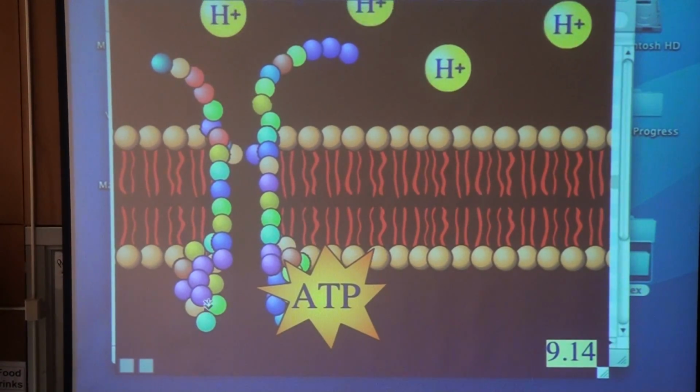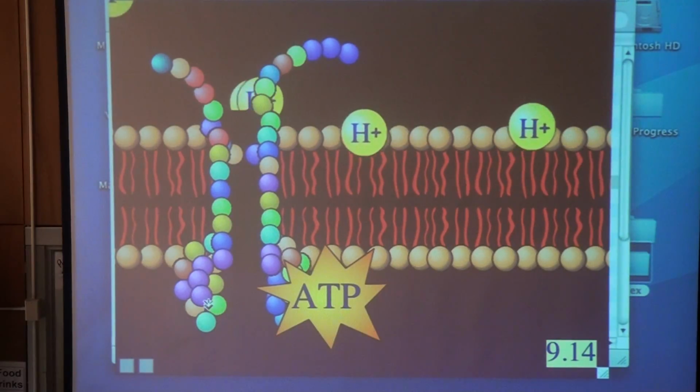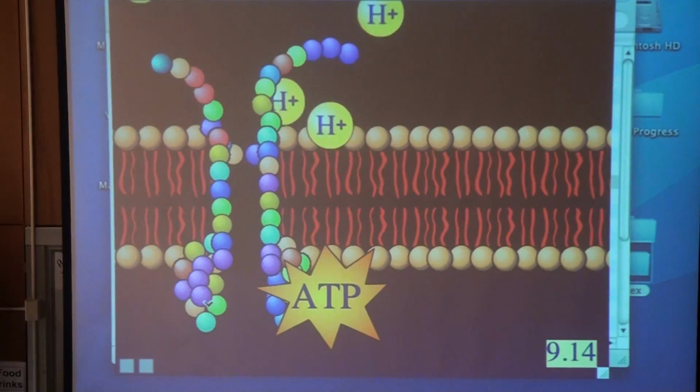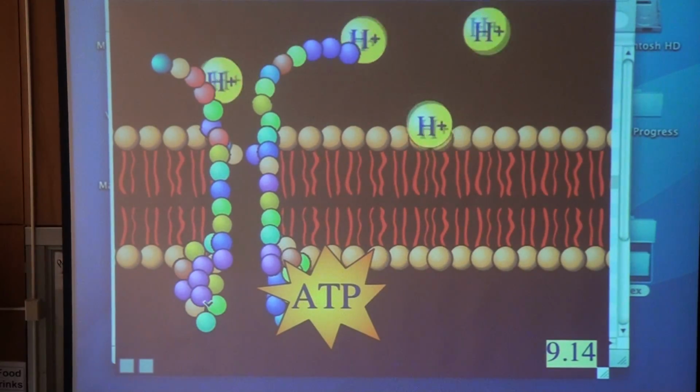Would that non-spontaneous reaction also be an anabolic reaction since you're making something bigger? That's a good point. Yes, I guess it would count as an anabolic reaction. Excellent.